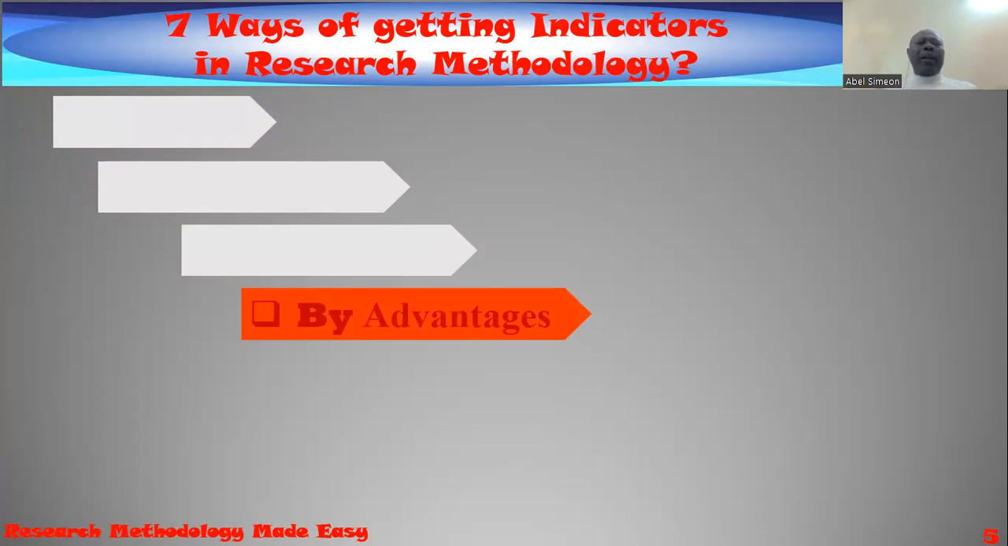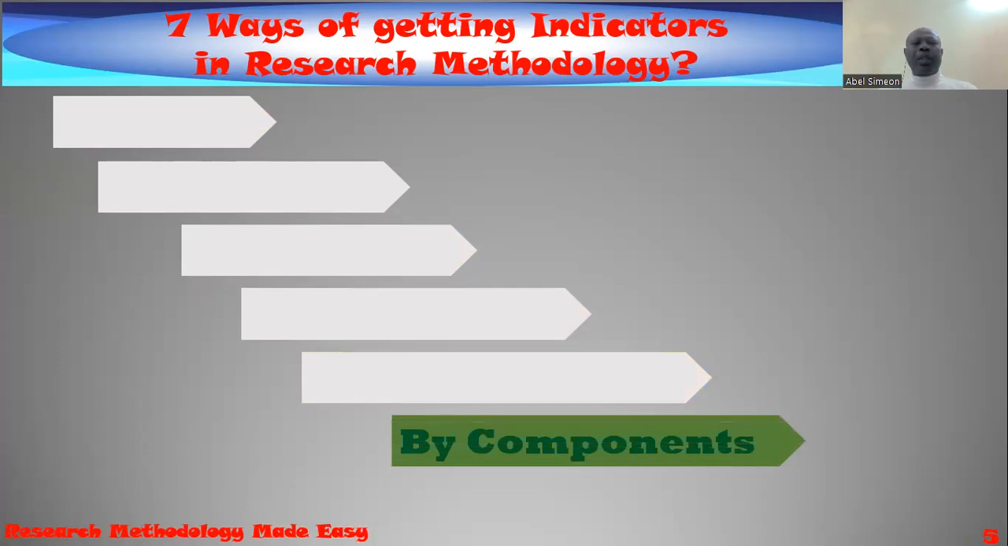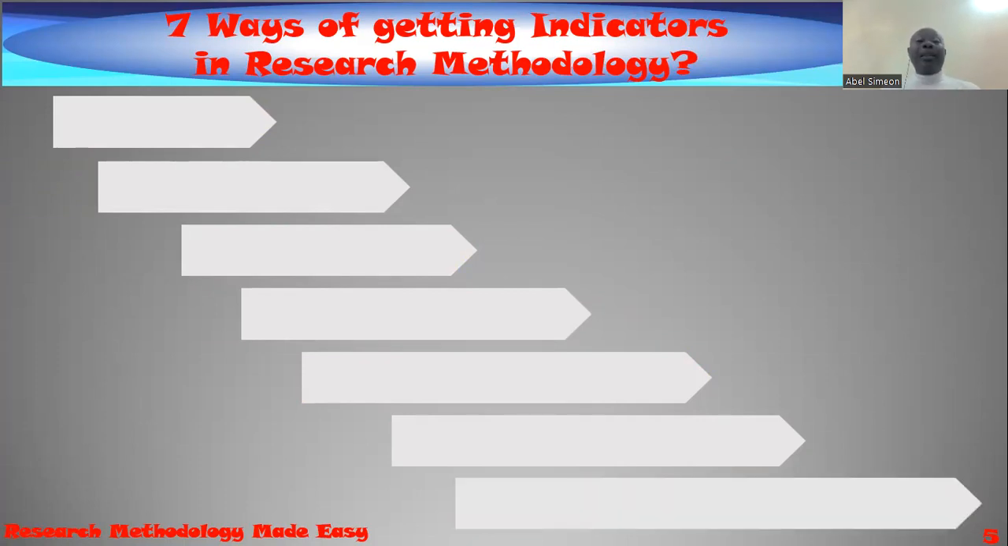Number four, advantages. Get the advantages of those variables. These are indicators. Number five, characteristics. The characteristics of those variables are also called indicators. Number six, the components. What are those variables made up of? Whatever makes up the variables are also called indicators. Number seven, disadvantages. Look out for the disadvantages of the variable, either the independent variable or the dependent variable. Whatever the advantages and disadvantages are, these are indicators of the variables.